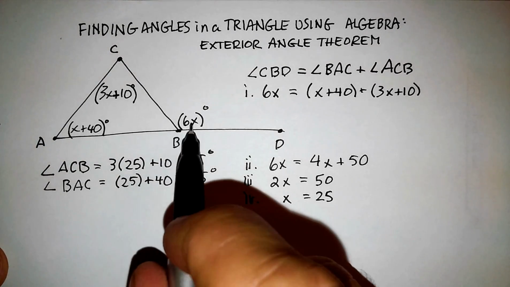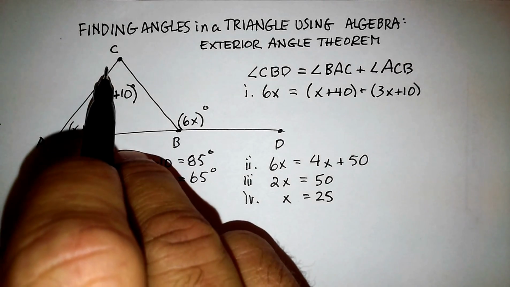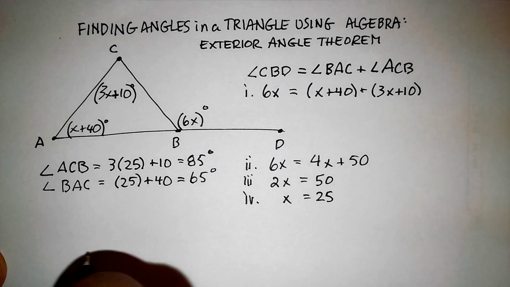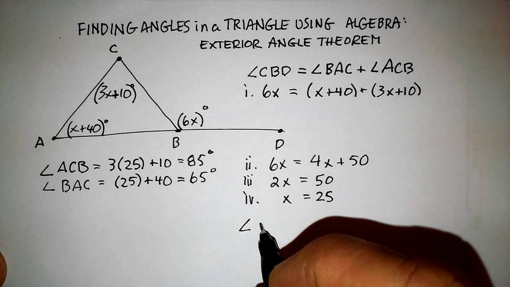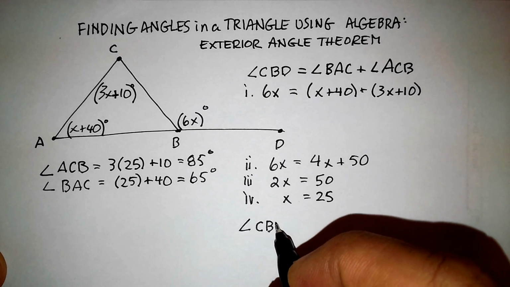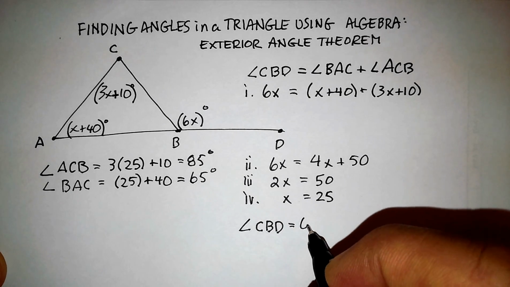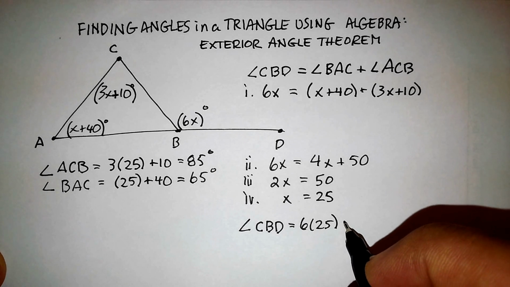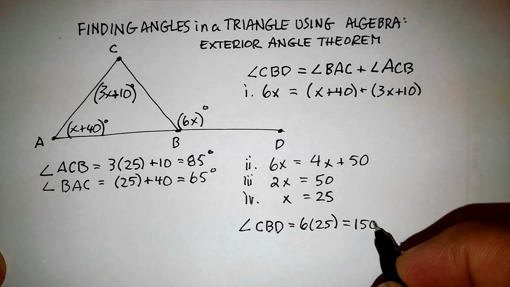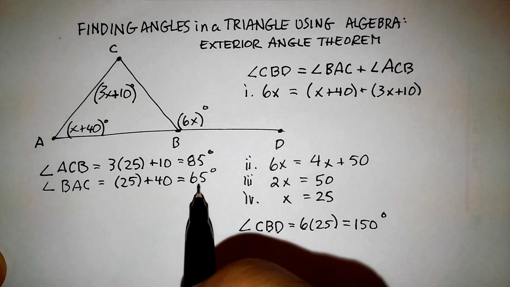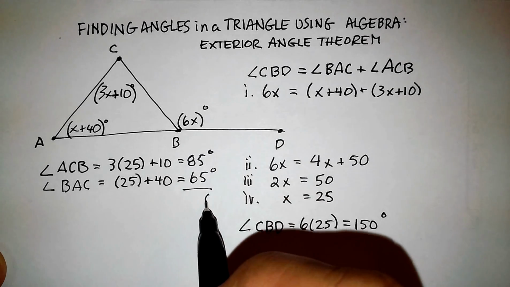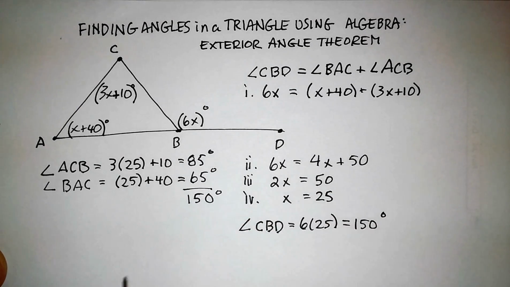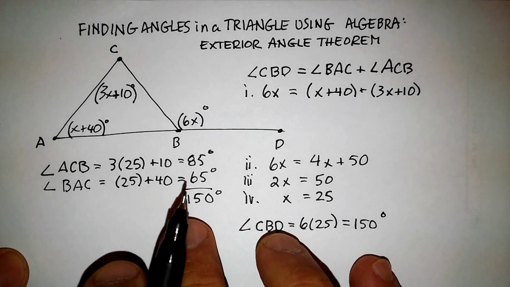And according to this, angle CBD, I'm just going to put this over here, by the way. Angle CBD should be equal to 6 times 25, which is basically just what, 150 degrees. Let's add these two guys up. 10 carry the 1, 9, 6. Sure enough, it's equal to 150 degrees as well.